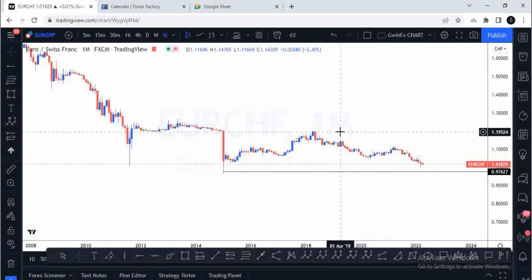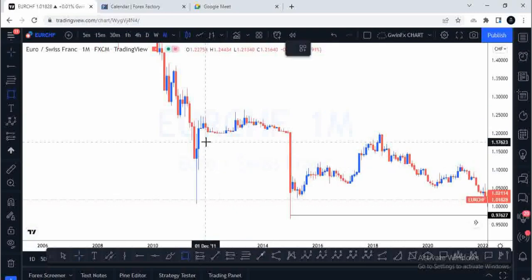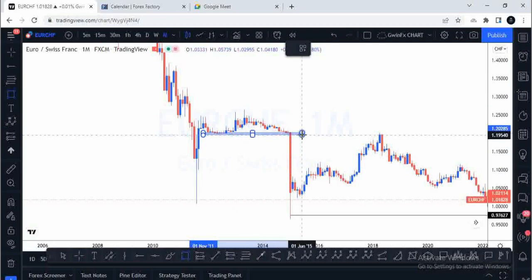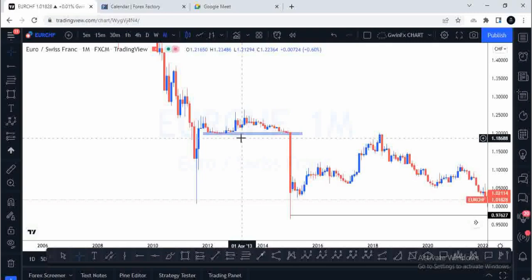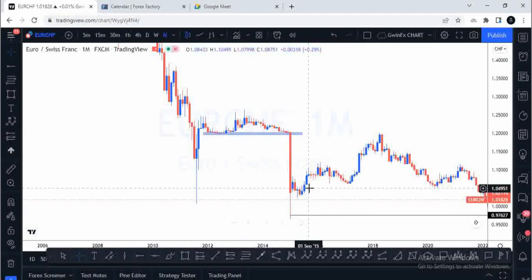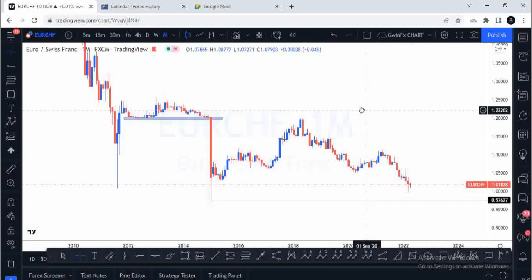Okay, let's zoom in a little bit, and then let's see what also happened here far back in 2011. Okay, so we had price trading inside this structure, and I think this was also a period where all traders found some sort of floor here, and price just went through that floor and cleared everybody's stop losses.